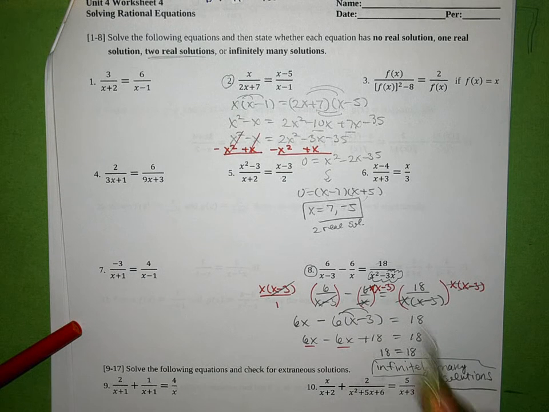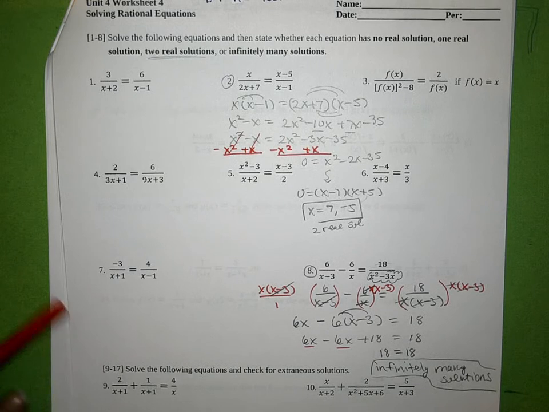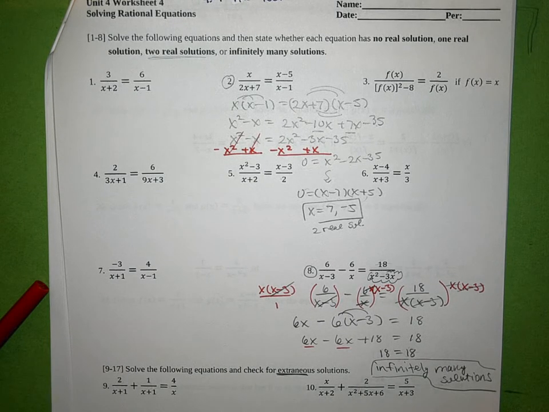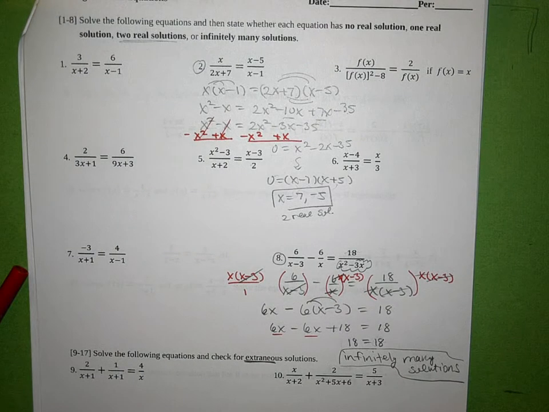Same as this one, I need to factor and then clear. It says solve the following equations and check for extraneous solutions. What are extraneous solutions? Extraneous solutions happen where you don't make any mistakes in your work. All of your work is correct, but one of the solutions just doesn't work. So you're thinking, how does that happen? It does. That's called extraneous solutions.